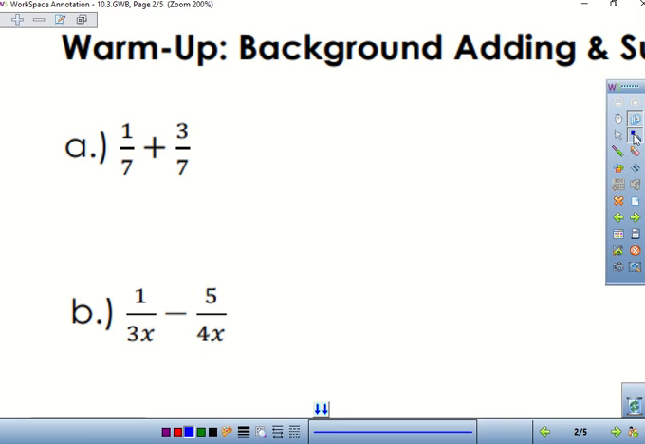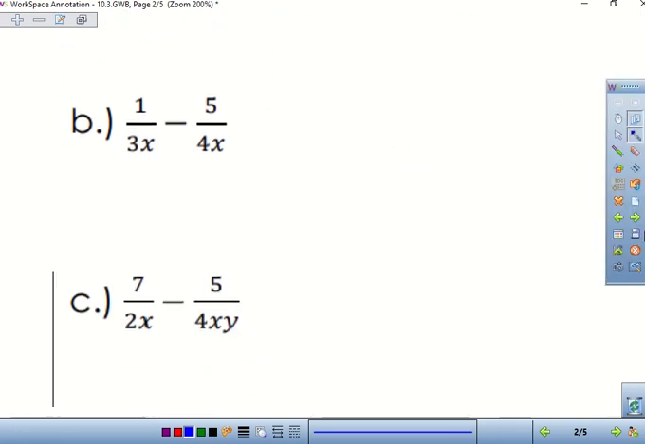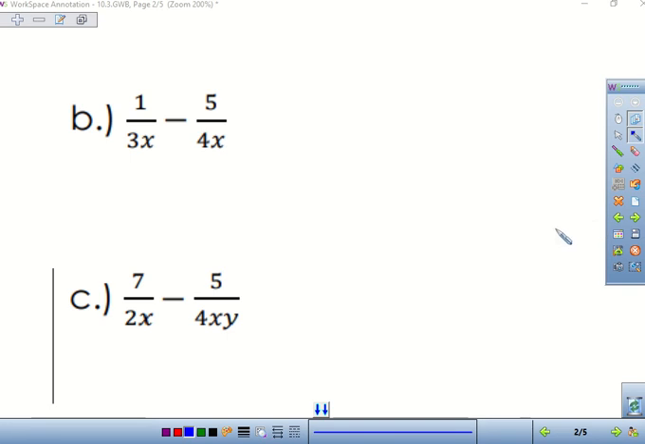So can I add these two fractions together? Yes, because they have a common denominator. So it's going to be 4/7. Perfect. Can I subtract these two right here? No, because they don't have a common denominator. Good, so we have to find a common denominator.